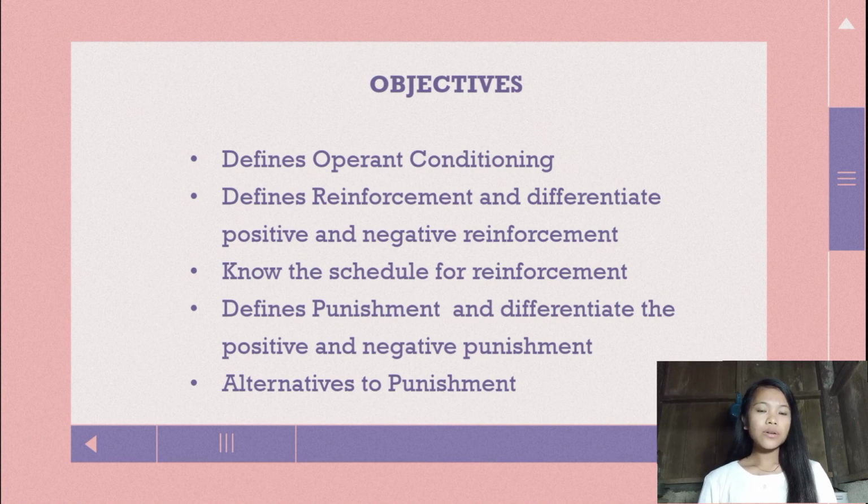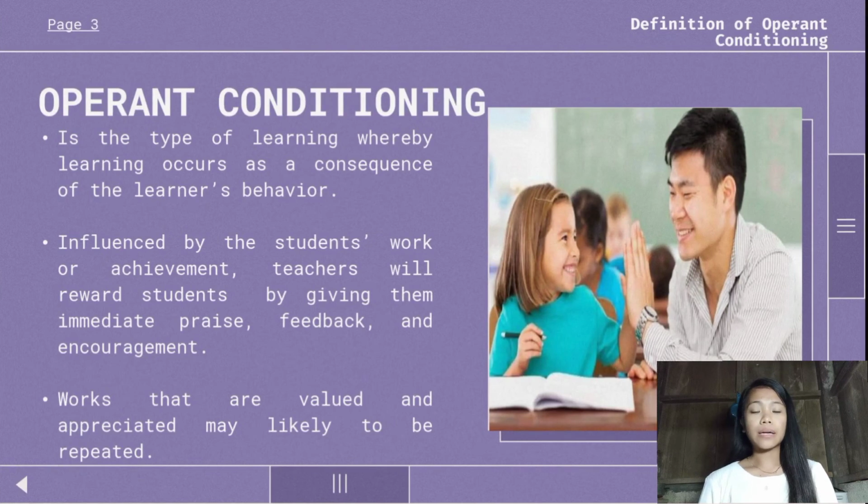So, Skinner's operant conditioning was postulated by Burrhus Frederic Skinner. The theory of Skinner was based on his experiment, which concluded that learning is a function of change in behavior. Operant conditioning, according to him, is a type of learning whereby learning occurs as a consequence of the learner's behavior. We can use this theory in a classroom setup.